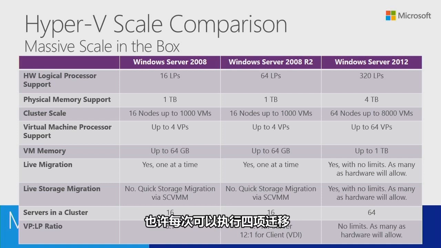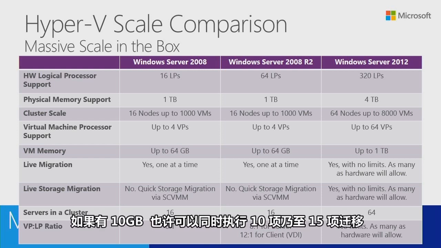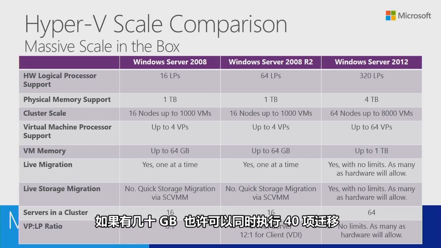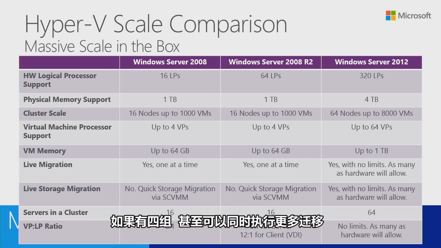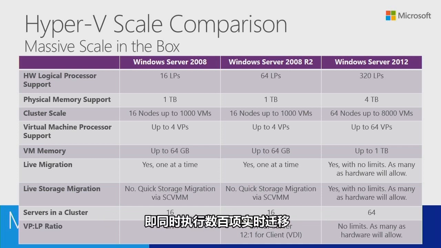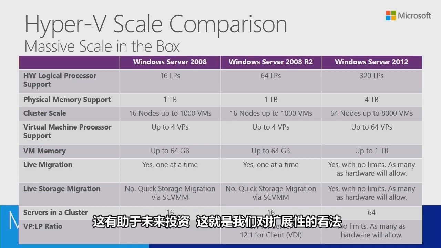If I've got teamed gigabit, maybe I can do 8, maybe I can do a little bit more. If I've got 10 gigabit, maybe I can do 10, 15 at a time. If I've got dual teamed 10 gigabit, maybe I could do 40 at a time. If I've got quad teamed, I can do even more. And I'm talking hundreds of live migrations simultaneously. Because we've done this, it helps future-proof your investment. So that's how we've been thinking about scale.